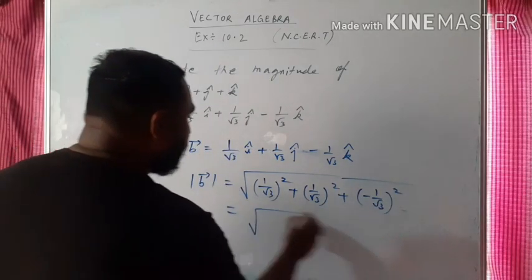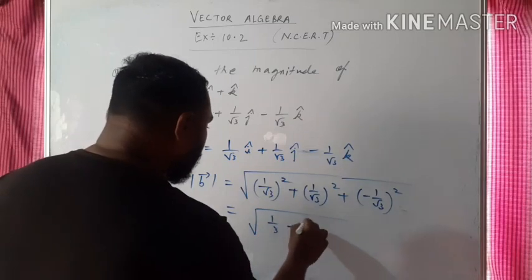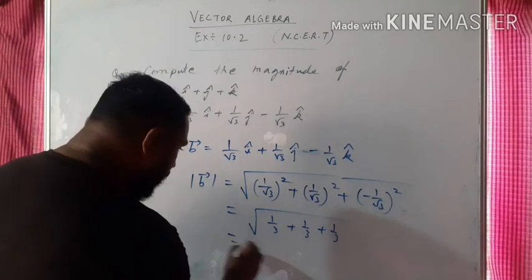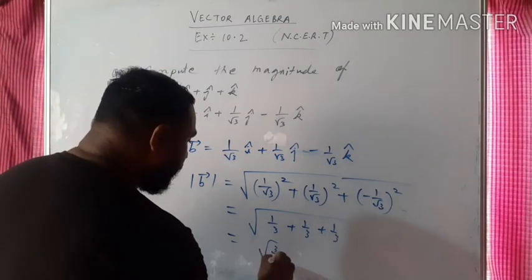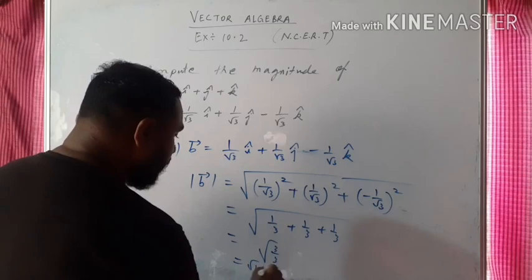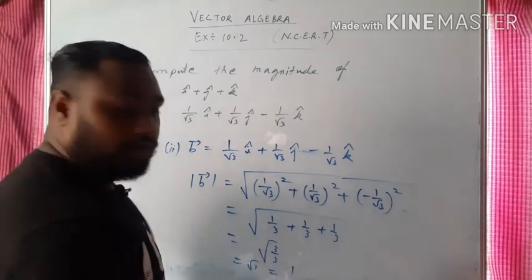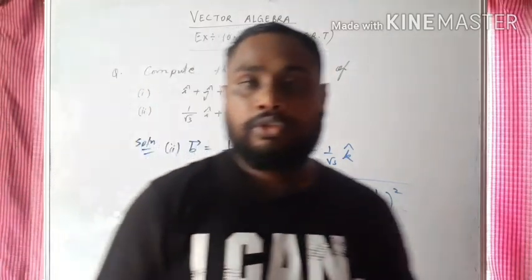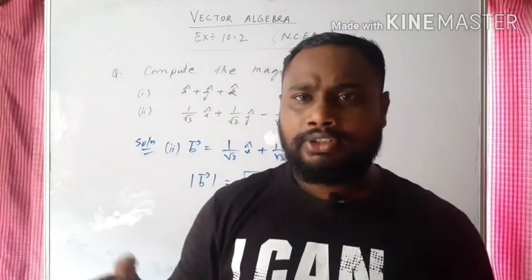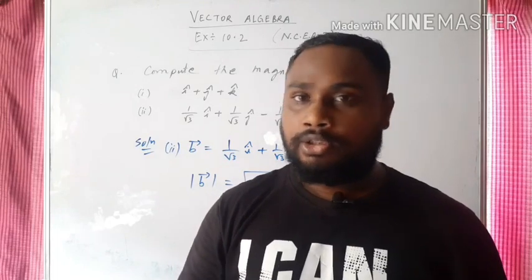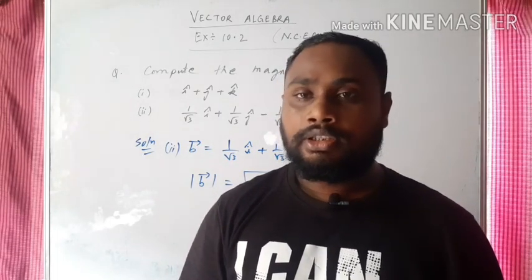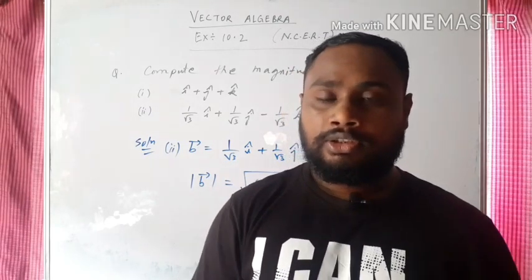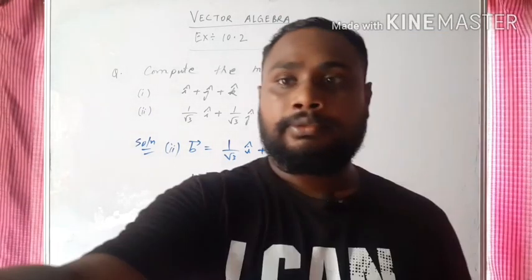So this will give you 1 by 3 plus 1 by 3 plus 1 by 3. Okay, so I will be getting what? 3 by 3, isn't it? That is root 1, that is 1. So answer will be 1 only. So similarly you can do more questions on this. This is very simple, how to find a magnitude of a vector. Any vector you can use this formula and find the magnitude of it. Okay, so let us see the next question.